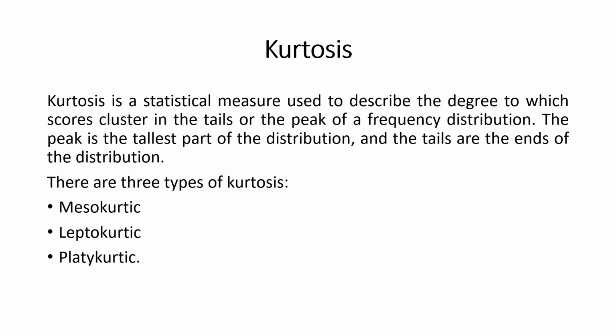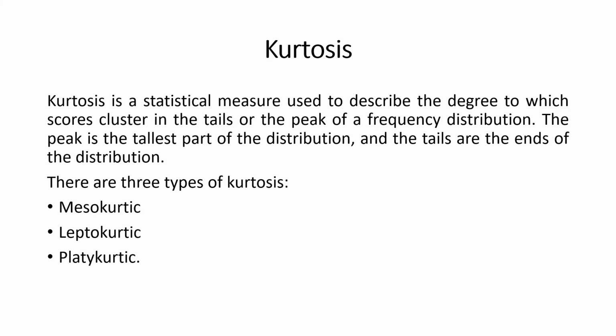not support skewed data. Therefore, kurtosis is a statistical measure used to describe the degree to which scores cluster in the tails or the peak of the frequency distribution. The peak is the tallest part of the distribution and the tails are the ends of the distribution. There are three types of kurtosis. The first one is mesokurtic, second one is leptokurtic, and the third one is platykurtic.